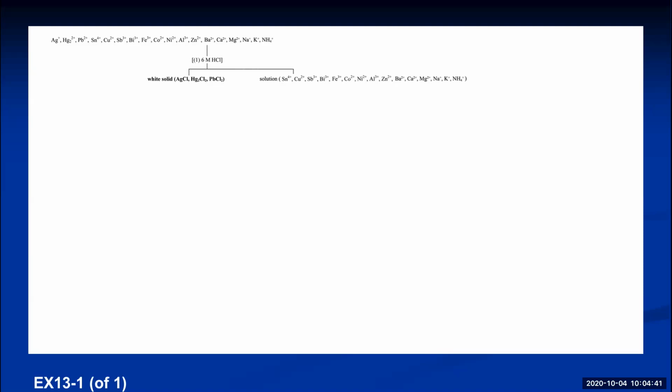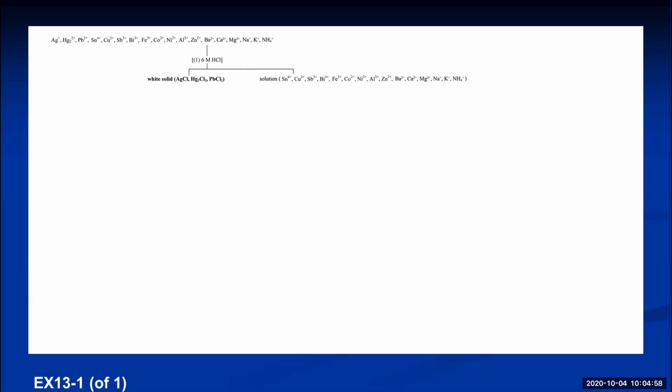We're now going to take the remainder of the cations, which are on the right side of this bracket here, all the other ions that did not precipitate in group 1, and we're going to now try to separate out a second small group. These are going to be called the group 2 cations. The precipitating agent is going to be the sulfide ion.